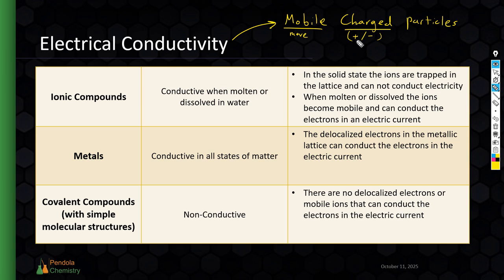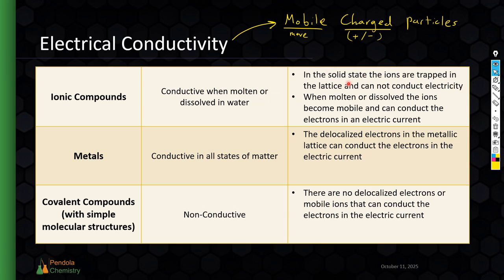So this could be a number of things. It could be ions that are moving around. It could be electrons that are moving around. But anything with electrical conductivity will have a mobile charged particle. If you're able to understand this, then you don't need to memorize what's conductive and what's not. You can actually reason it out. So for ionic compounds, for example, ionic compounds are only conductive when they're melted or dissolved in water.